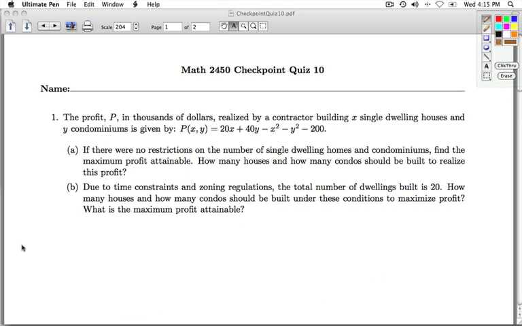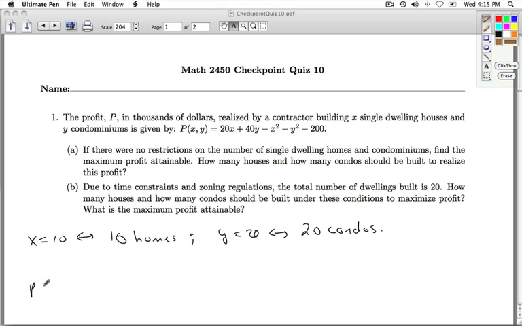So what does this mean? X equals 10. X represents the number of single dwelling homes. So it's 10 homes. Y equals 20. That corresponds to 20 condos. So you build 10 homes, 20 condos.